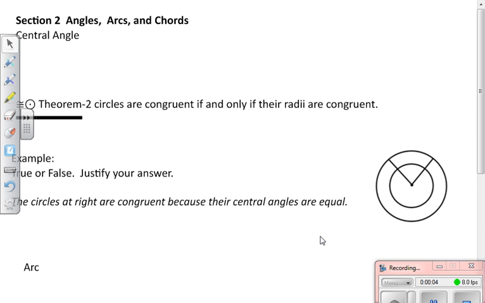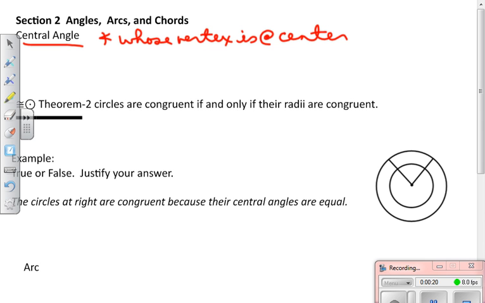Section 2 is going to focus on some of the unique elements of circles. So we're going to start with a central angle. A central angle is an angle whose vertex is at the center of a circle. If we think about a circle with a center here, a central angle is any angle that pulls out like that. So there could be one there, there could be one off here, and that central angle is going to have unique properties, which we'll talk about later.